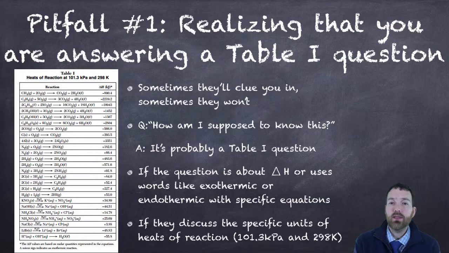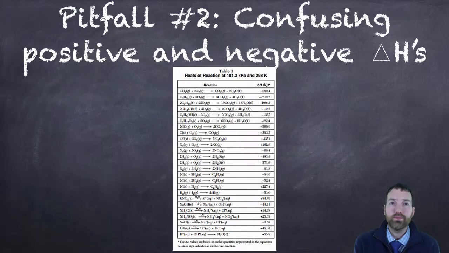Also, if they discuss those specific units, like I said, those numbers will only appear next to each other. Standard pressure and that weird 298 K, those numbers will only appear next to each other when it's a Table I question. Pitfall number 2 when using Table I is confusing positive and negative delta H's.